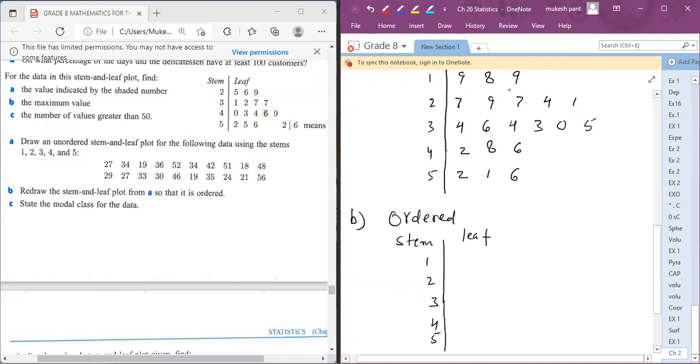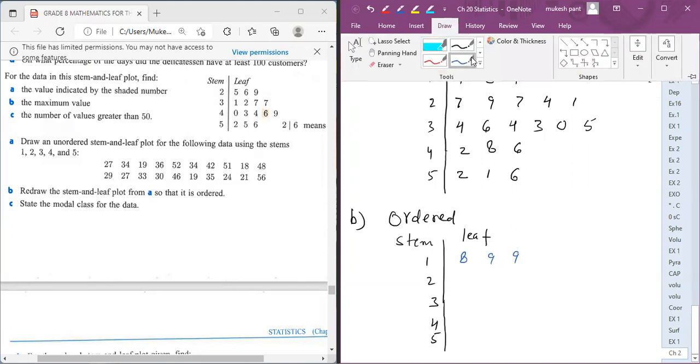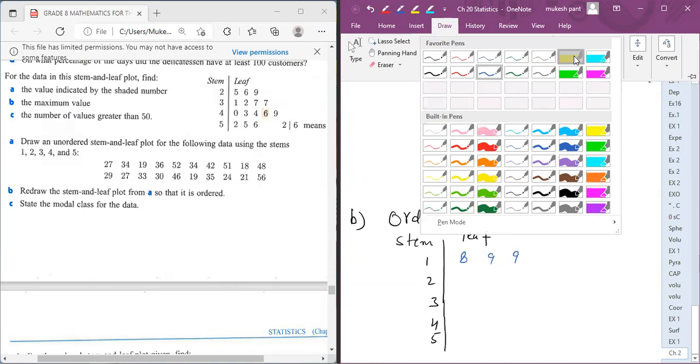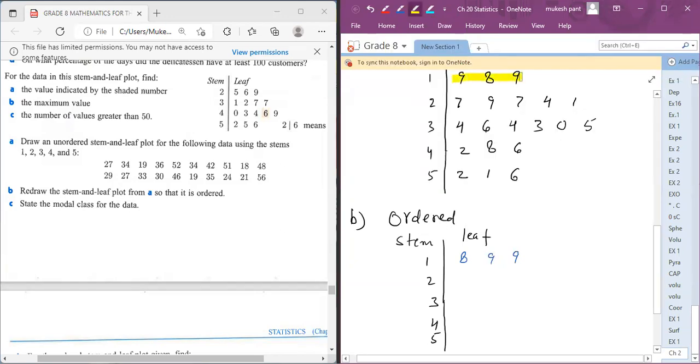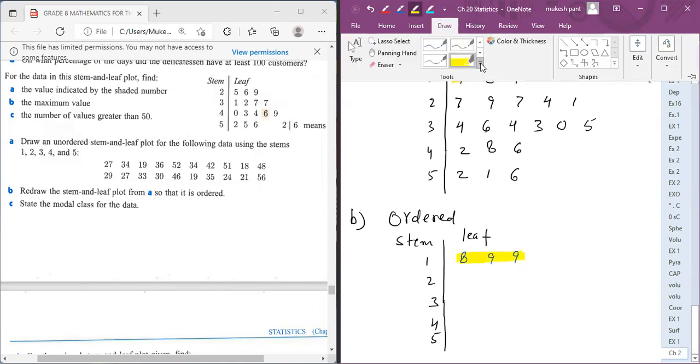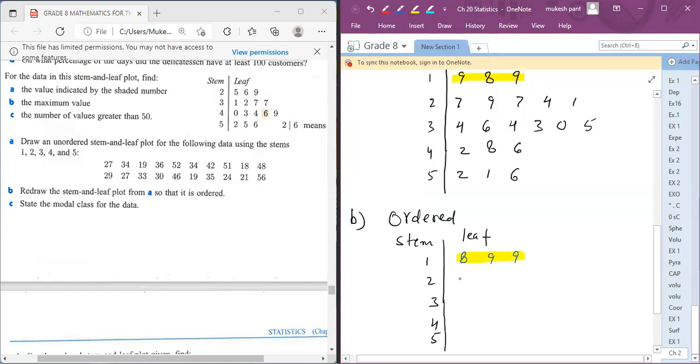This is 9 8 9. Write this as 8, then 9, and then 9. Understanding, guys? Look at the first row: 9 8 9, and we are putting it in ascending order. Am I clear? Yes, sir. Similarly, you have to put each row in ascending order.